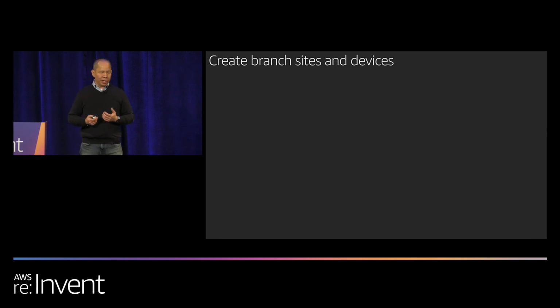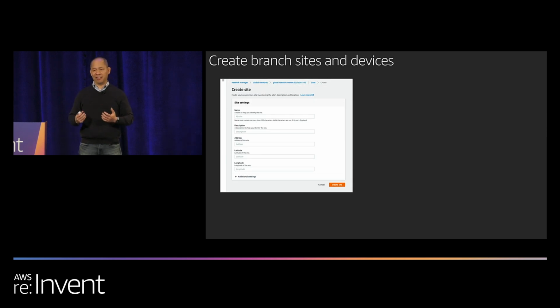So when I connect my branch sites, I could do it manually, right? I could go in and create a branch site. I can put in the name, address, some latitude, longitude, and we'll talk about how we use that information later. So if you put an address, we'll go ahead and pick out the latitude, longitude for you, or if you know it, you can put it in there.